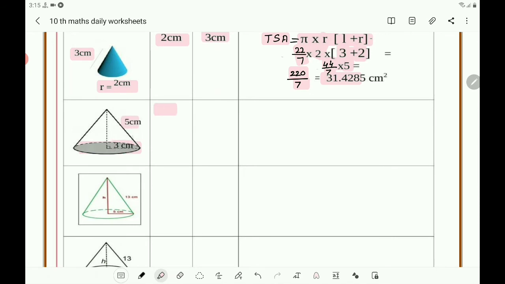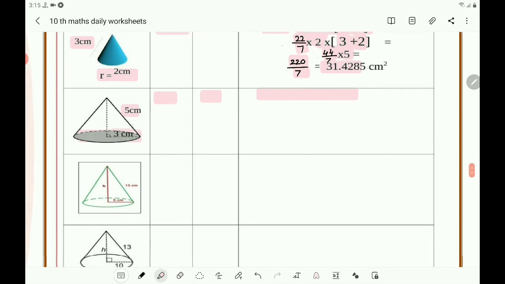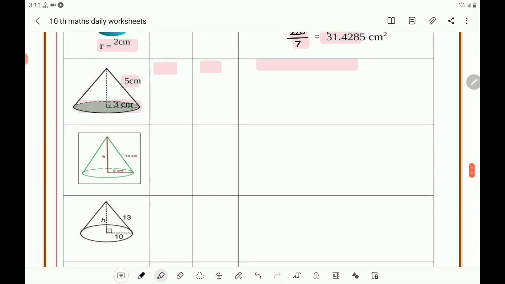Here you write 3 cm and 5 cm, write the formula for the TSA of the cone and get the TSA of the related cone. Again here, R equals 5 centimeter and L is 13 centimeter. Here you write R 5 centimeter, L 13 centimeter. Write the formula for the TSA of a cone and calculate the TSA.